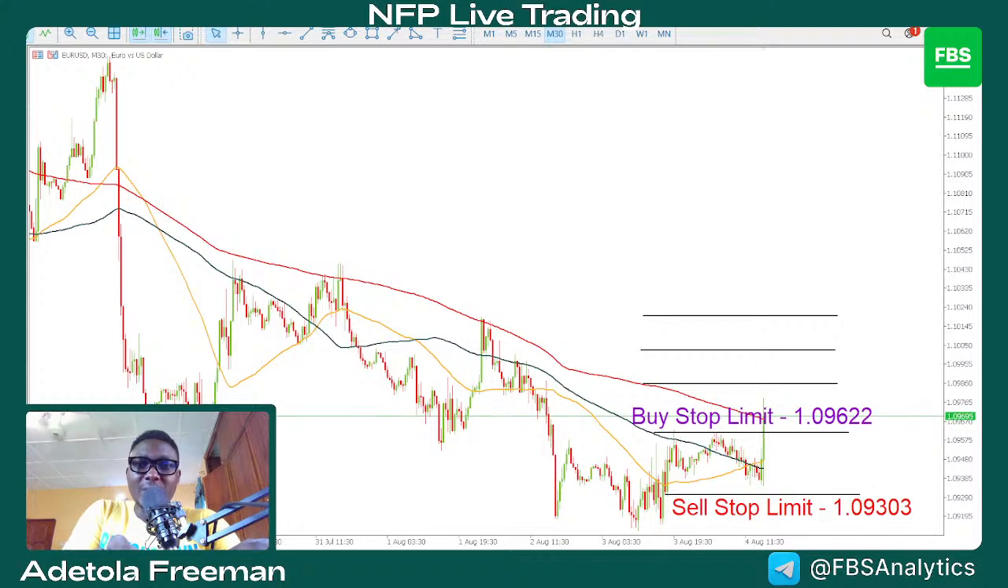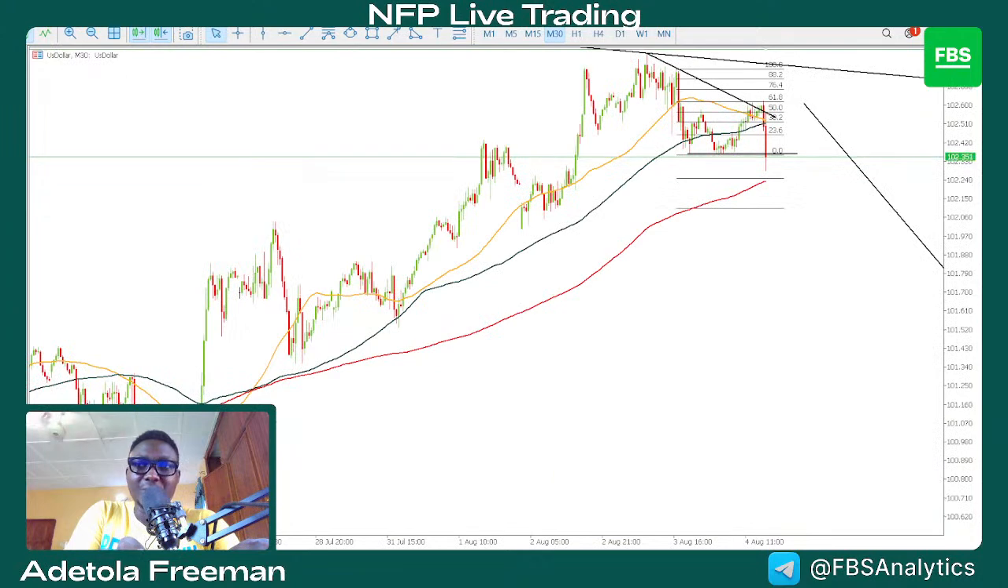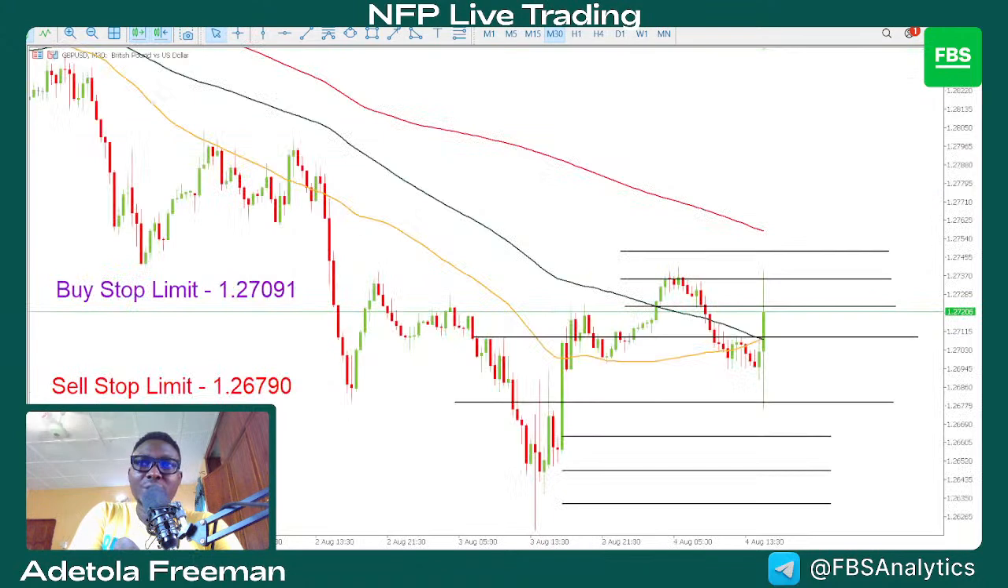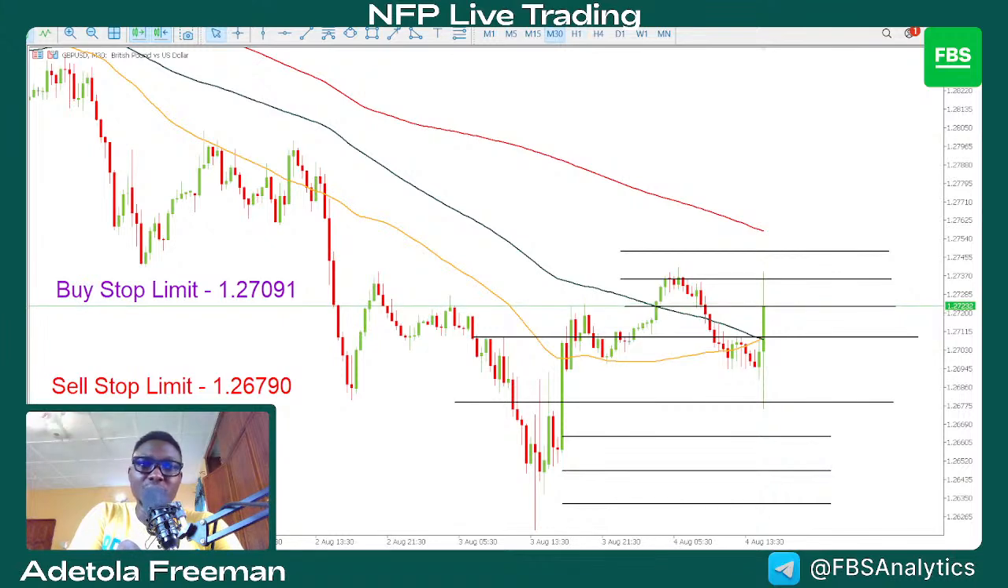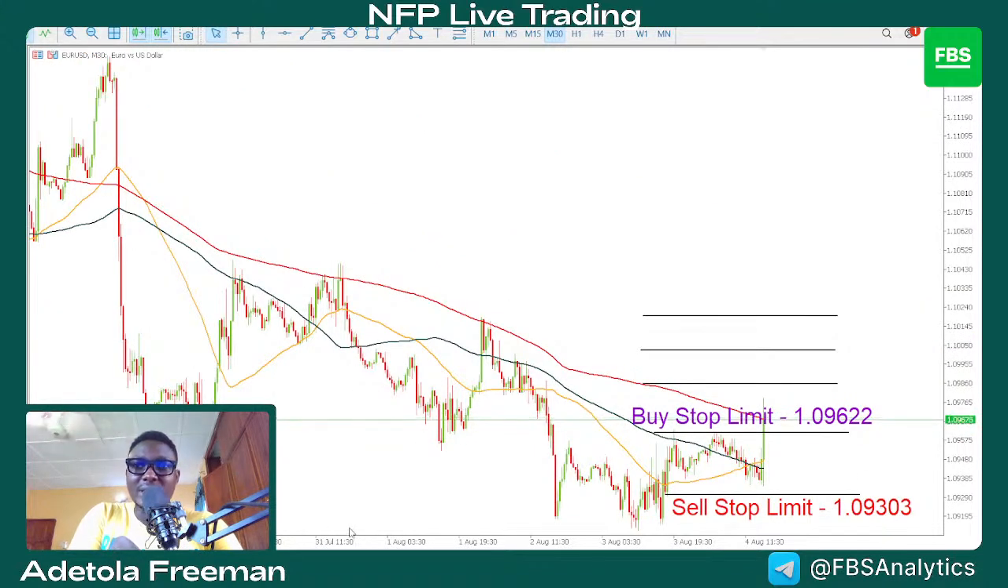I want to believe that you guys are in profit at the moment. As you can see, the dollar has broken below that level. That simply means that the confirmation is that we have a weaker dollar. So we're buying gold, we're buying GU, we're buying Euro USD, AUD USD, NZD USD. We're buying the entire spectrum.